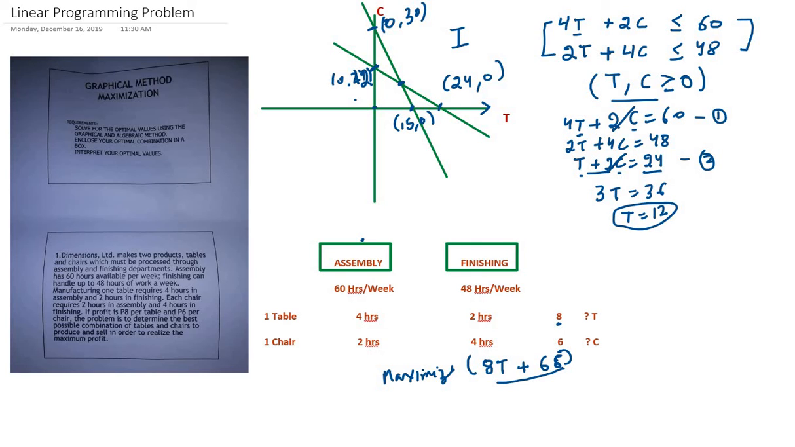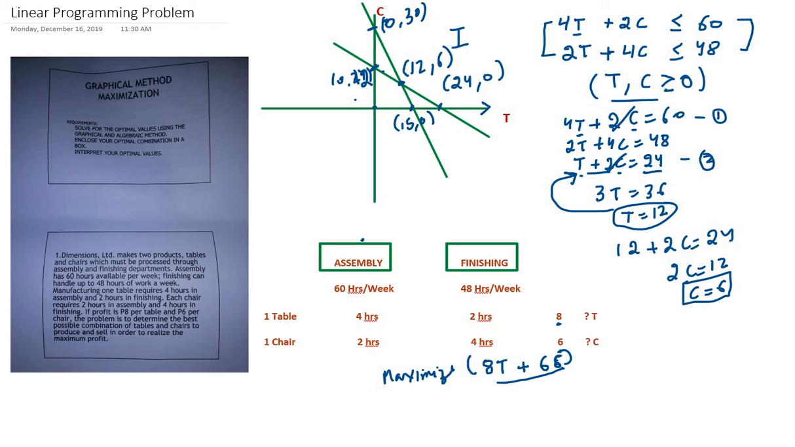If I put this t back into the second equation, I will get 12 plus 2c equal to 24. So 2c will be equal to 12, c is equal to 6, right? So I got the coordinates of the point of intersection. Basically the solution of these two equations is the point of intersection where both of them are true, right? T is 12 and c is 6.